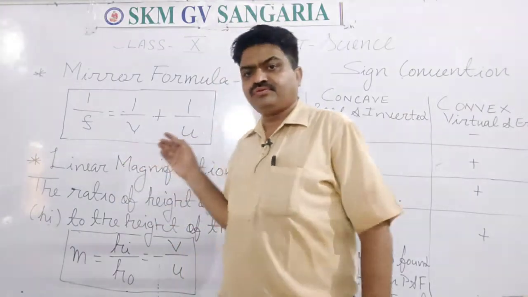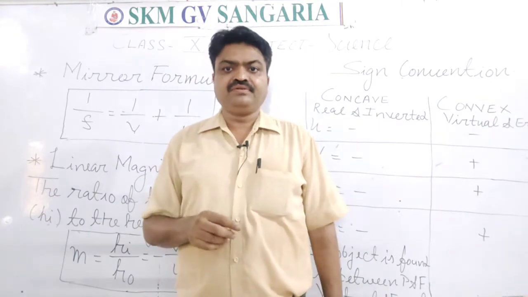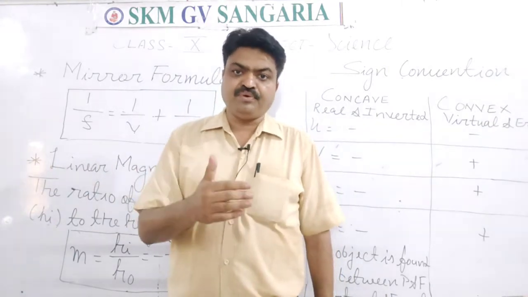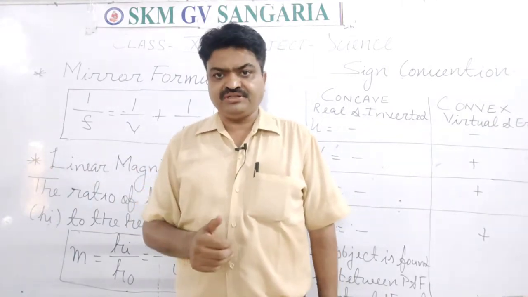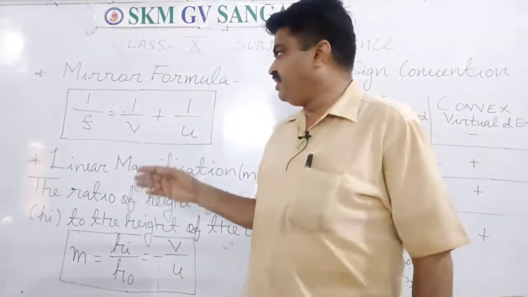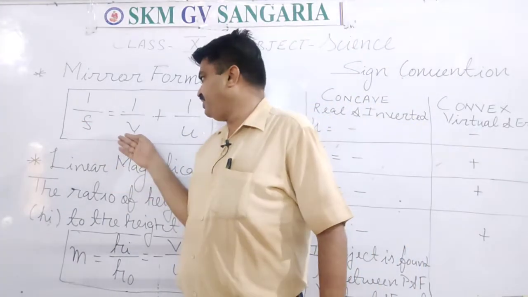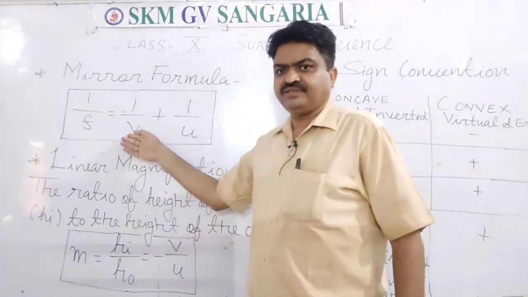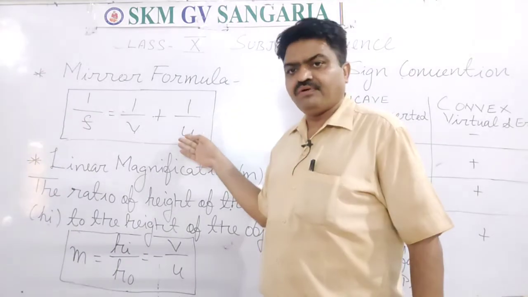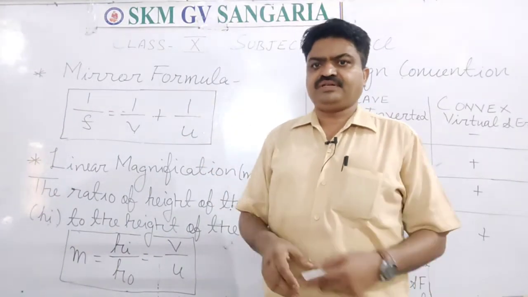And what is u, student? u stands for object distance. The distance of the object from the pole is known as object distance, and we symbolize it by u. So f for focal length, v for image distance, and u for object distance.